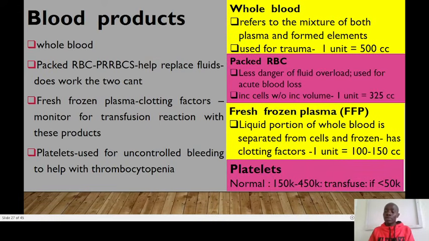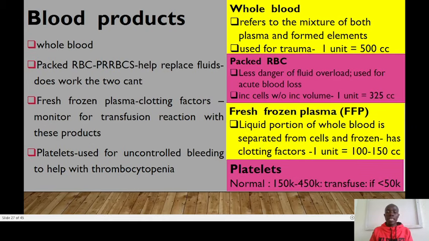For the blood products, we have whole blood, packed red blood cells, and fresh frozen plasma with clotting factors, and with these you have to monitor for reactions. Platelets are used for uncontrolled bleeding, to help with thrombocytopenia. Remember, whole blood is normally used for trauma, where 1 unit is equivalent to 500 cc. While packed red blood cells are used for acute blood loss, 1 unit is equivalent to 325 cc.